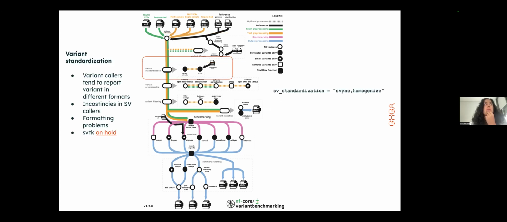Next step is variant standardization. This is only for structural variants because they have more representation issues, basically. Now I have two options with SYNC and homogenize. These tools are like ready tools. I'm just using them to standardize the way of representation.